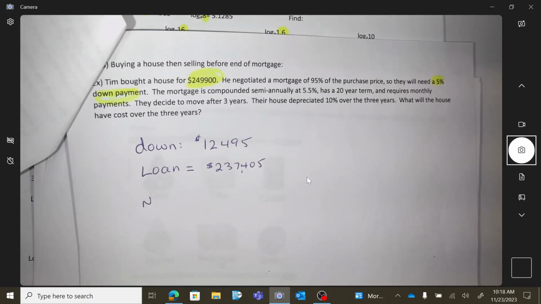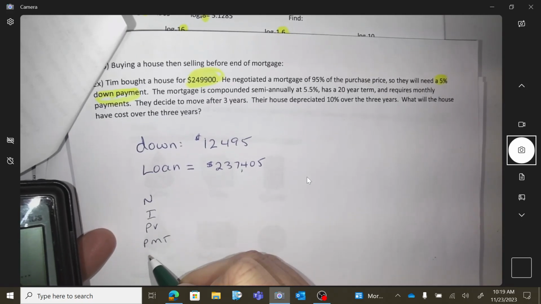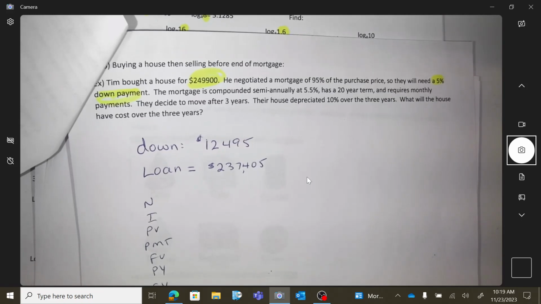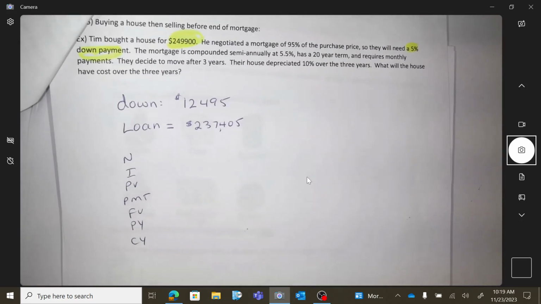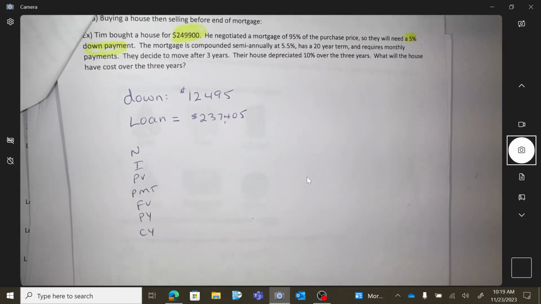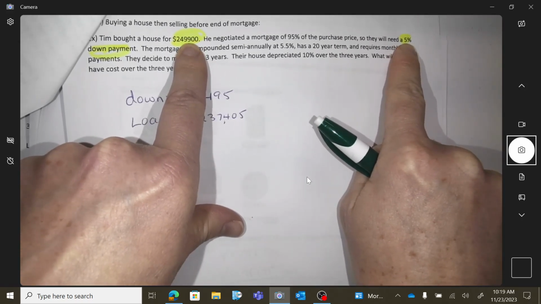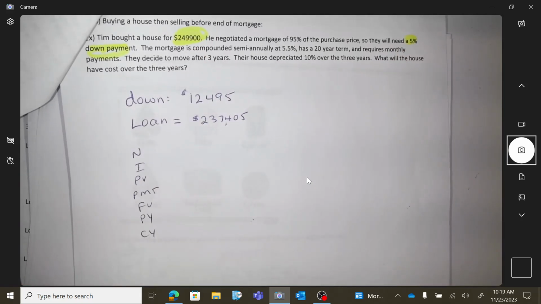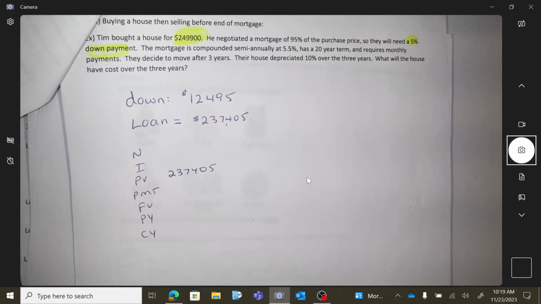Okay, so let's write our apps stuff: N, I, PV, PMT, FV, payments, compounds. Figure out that down payment? I did this times 0.05. Okay, I needed to put 5%, so you know what I mean as a decimal. Okay, so previous, let's do 237,405 in the previous. That's our loan.